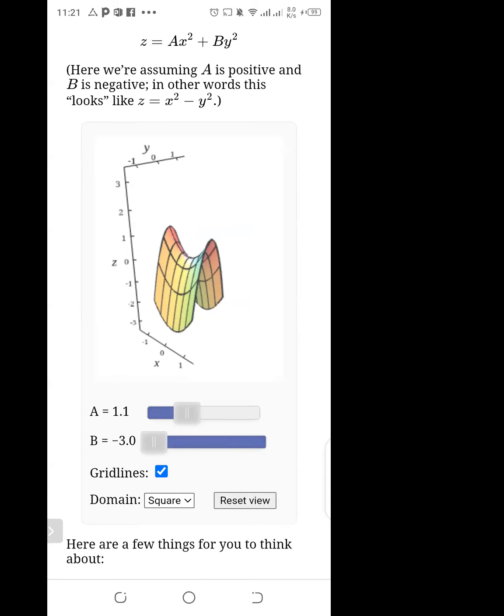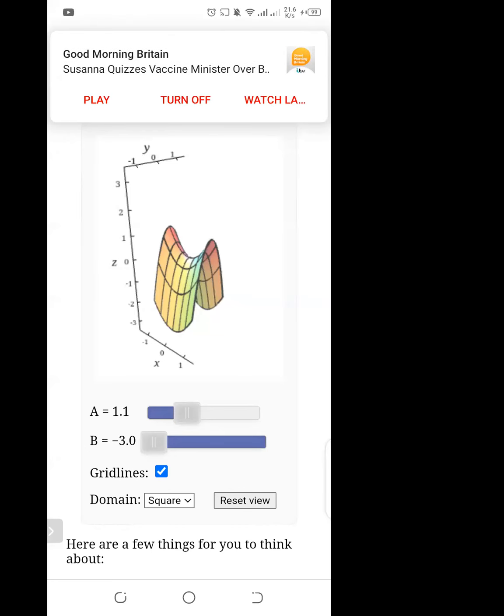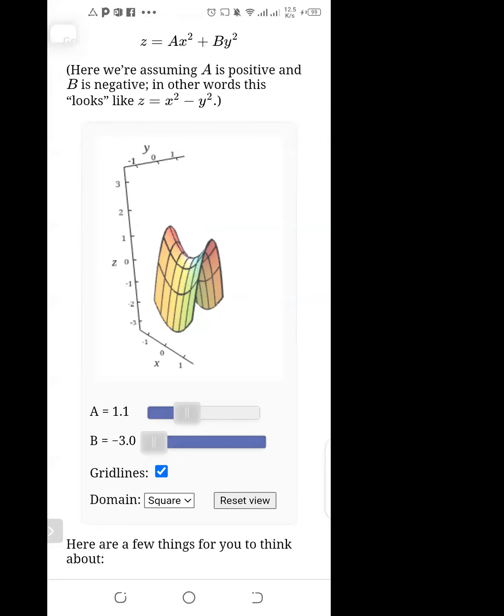Yes, sir. I just want to see what happens when b is approaching 0 as well as a is approaching 0 at the same time. What do you expect? That's a good question. What do you think? I'm thinking it diminishes, but again, I'm not sure.